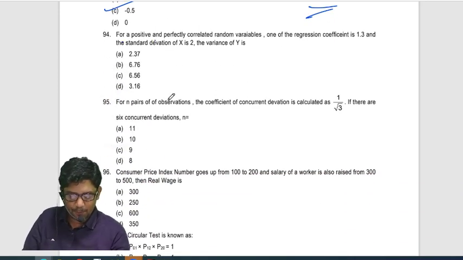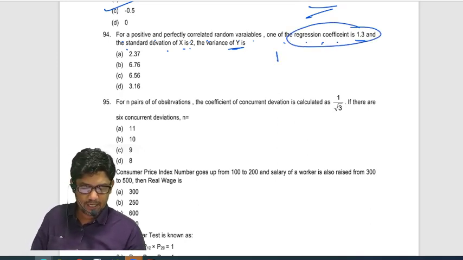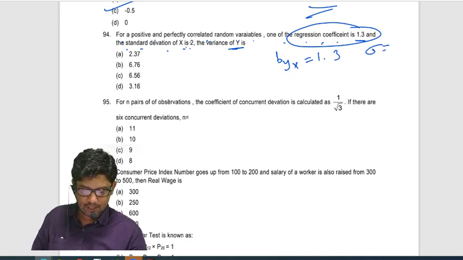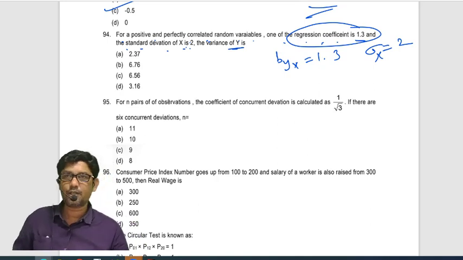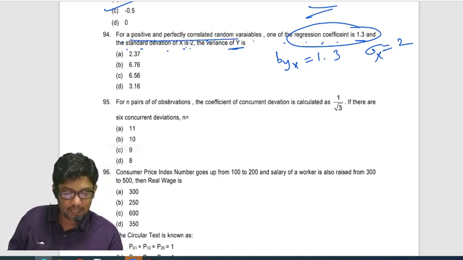Next, for positive perfectly correlated random variables, one of the regression coefficients is 1.3 and the standard deviation of x is 2. They ask you to find the variance of y. Let me take byx equal to 1.3 and the standard deviation sigma x equal to 2. They ask you to find the standard deviation of y for a positive and perfectly correlated random variable.